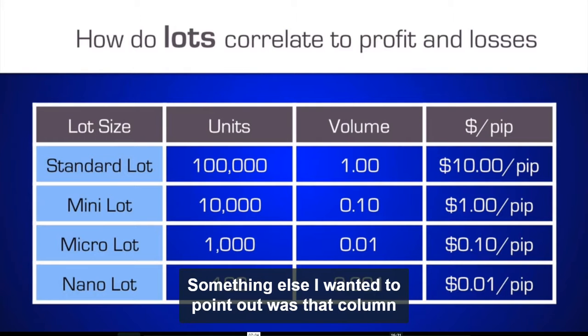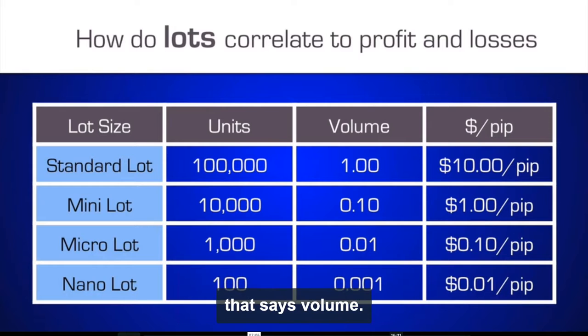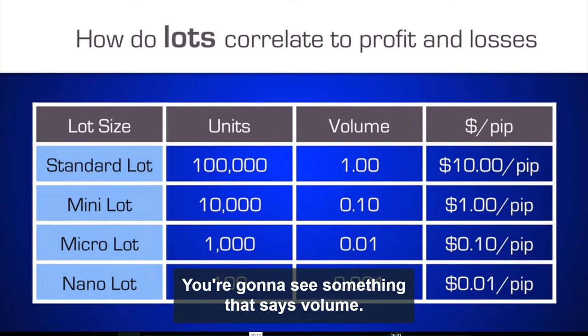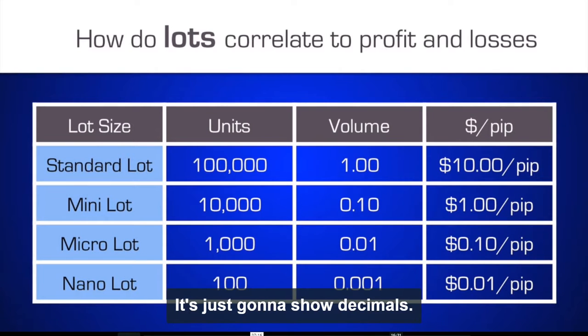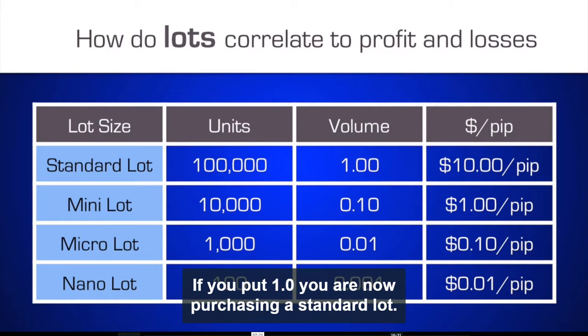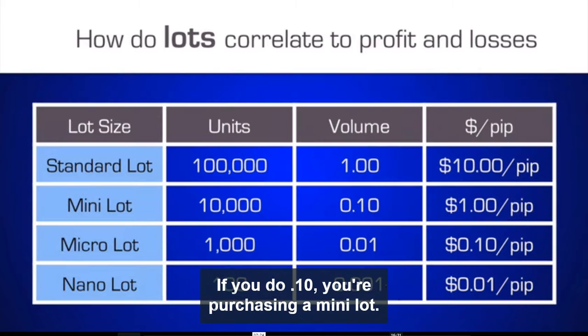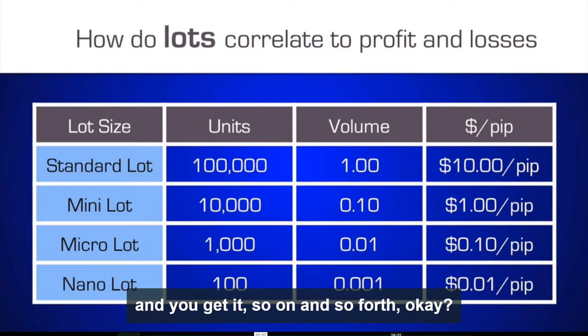Something else I wanted to point out was that column that says volume. In your MetaTrader 4, you're not going to see 100,000 units. You're going to see something that says volume, or it might not even say volume. It's just going to show decimals. Those decimals stand for volume. If you put 1.0, you are now purchasing a standard lot. If you do 0.10, you're purchasing a mini lot. If you do 0.01, you're purchasing a micro lot. And so on and so forth.